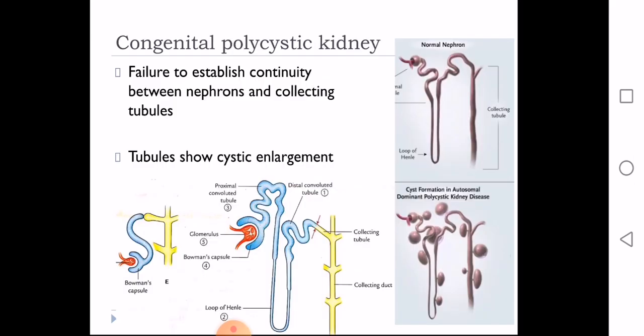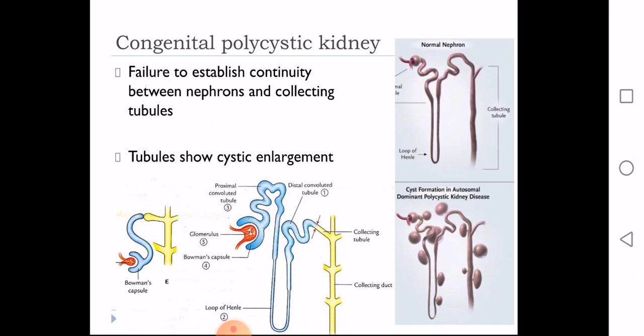Now we have one condition called congenital polycystic kidney. Look at this, you remember, look at the diagram. So you have the ureteric bud derivatives and the metanephric blastema derivatives. We said that, see that blue proximal end and the collecting tubule. First there is no communication between the two.